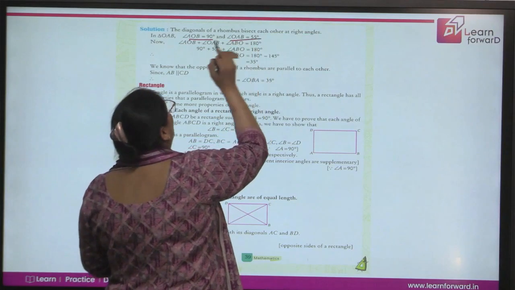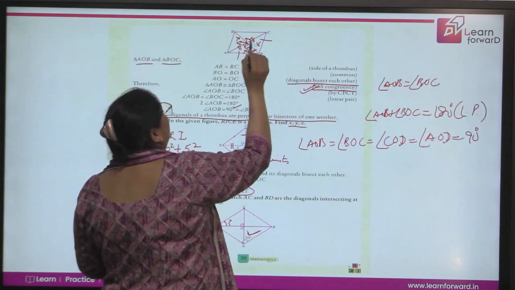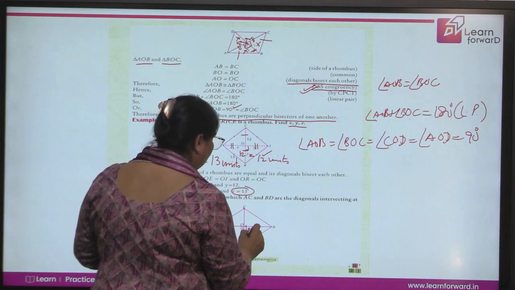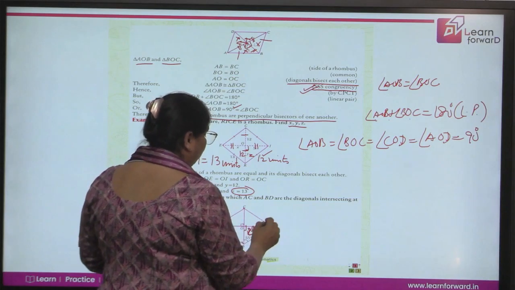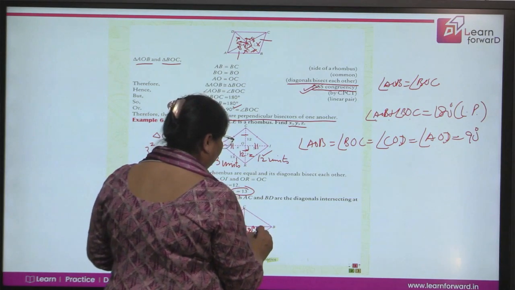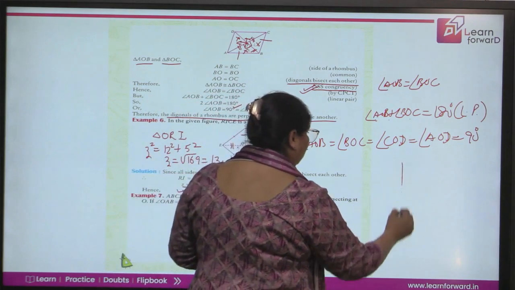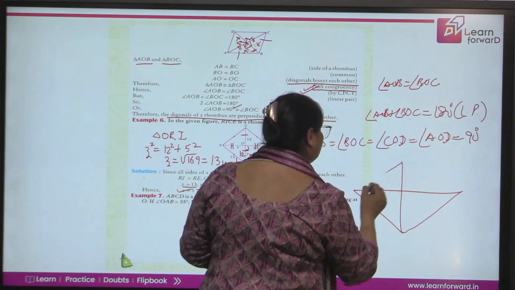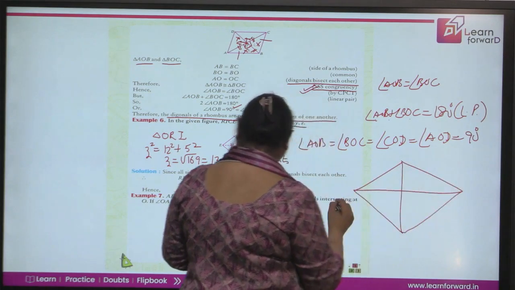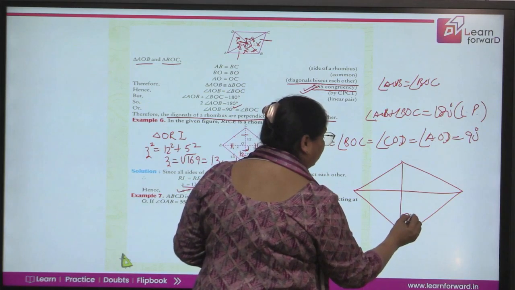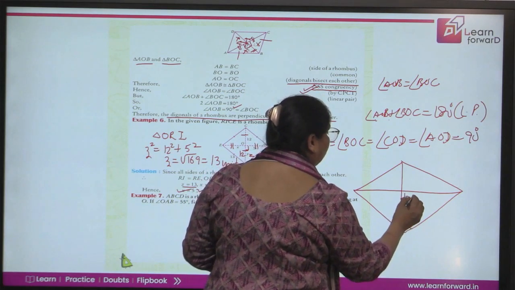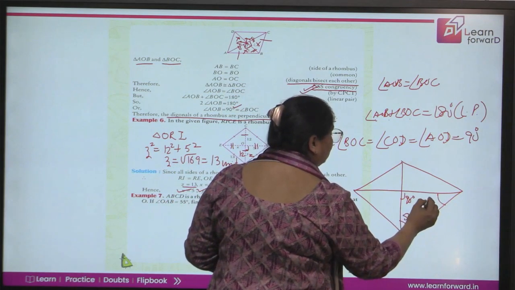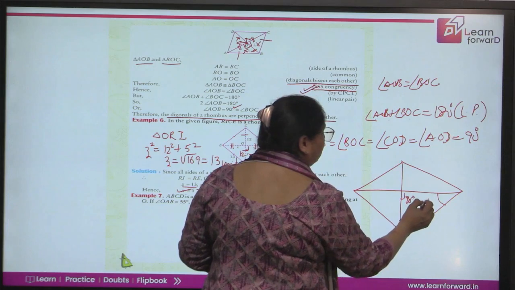OAB is given to you. I am drawing this figure here. This is given to you as 55 degrees. This is 90 because diagonals bisect each other at 90 degrees, and by the angle sum property in triangle OAB, this will be 35 degrees.